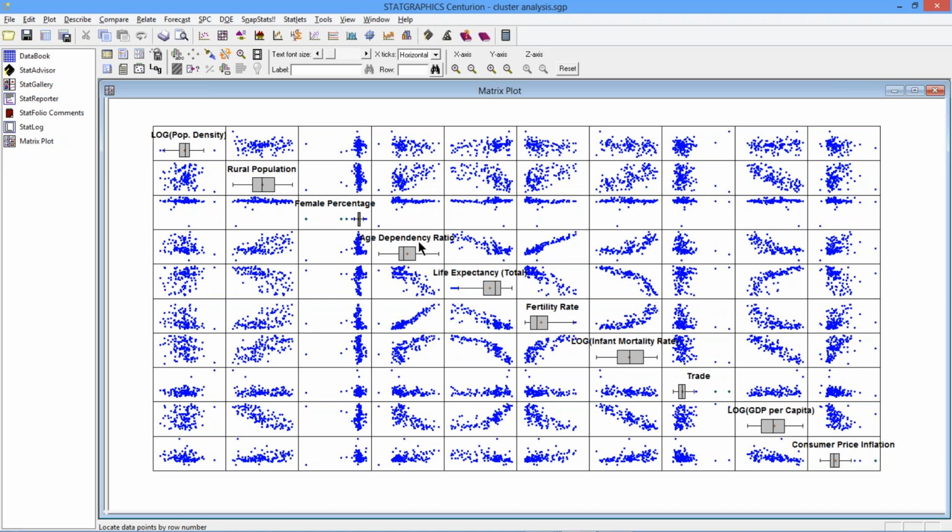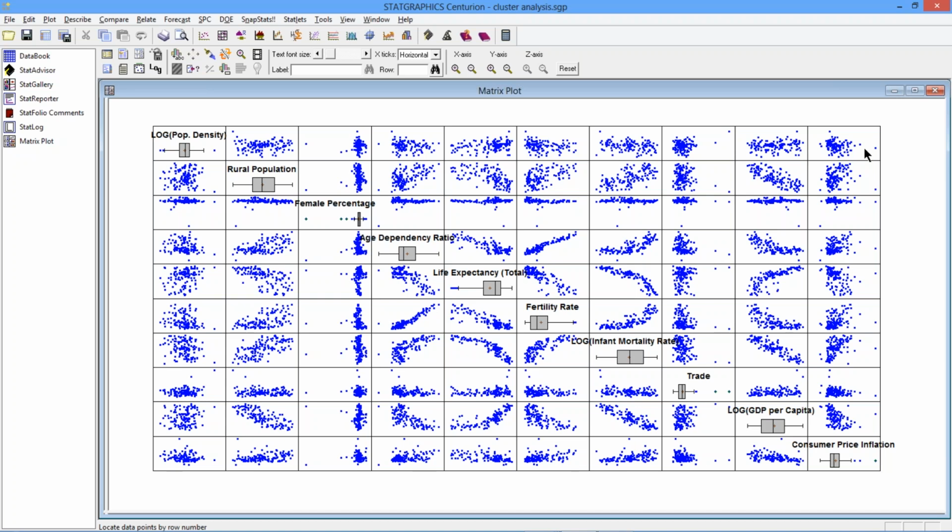Log population density versus the age dependency ratio, which is the percentage of dependent people, very young people or very old people, over the percent of the population that's of working age. We see plots versus life expectancy, fertility rates, the log of infant mortality, the percentage of GDP that's represented by trade, the log of the GDP per capita, and the consumer price inflation.